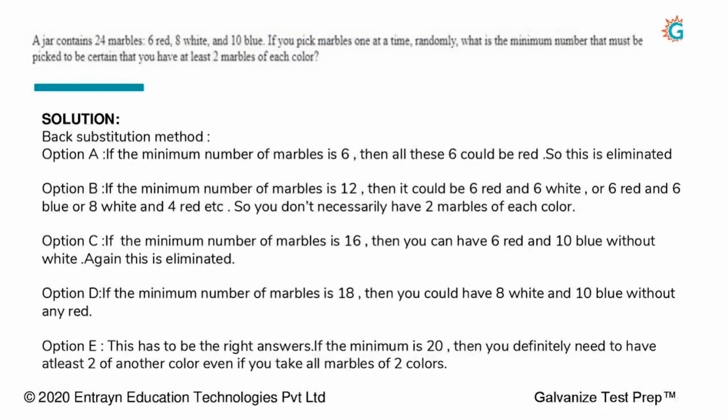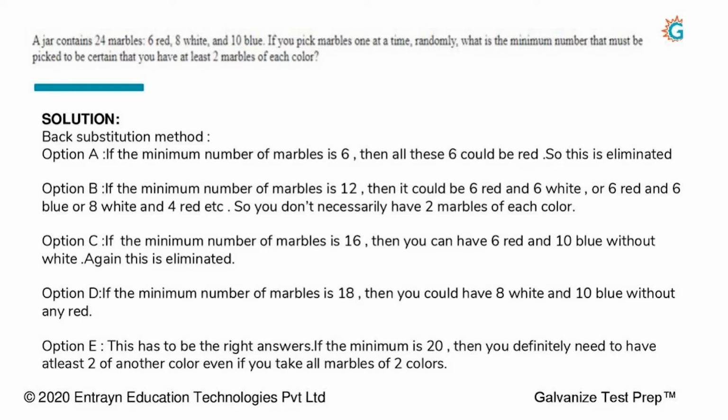If you choose 18, again, the same mistake might happen. You might ignore one of the other colors. You could just have all blue, all white. You could have ignored red. So we go for option E.